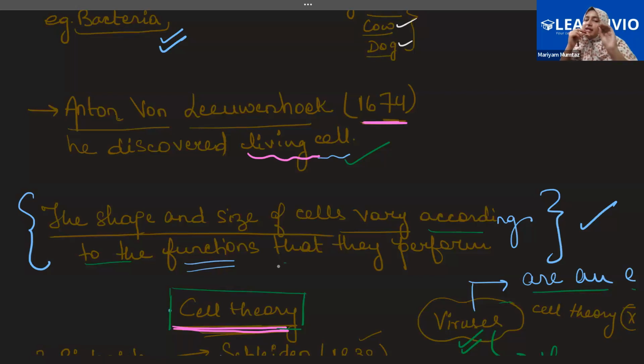Their shape and size will be modified according to the function they are responsible for. The same goes for every single cell. Whether the cell is oval in shape or square in shape, whether it is a bigger cell or a smaller cell, it varies depending on the function. Clear?